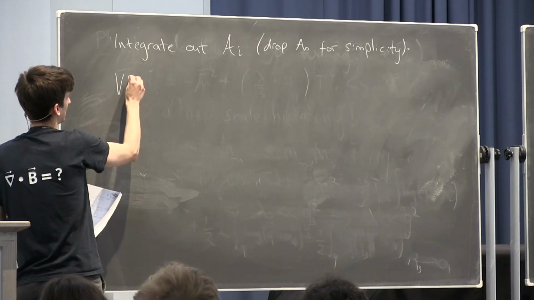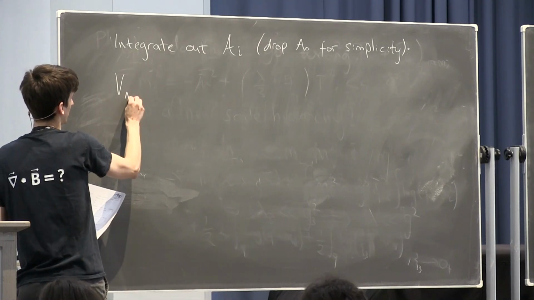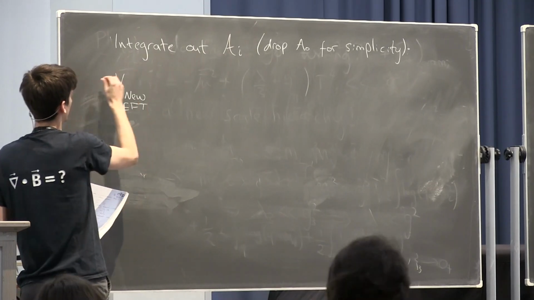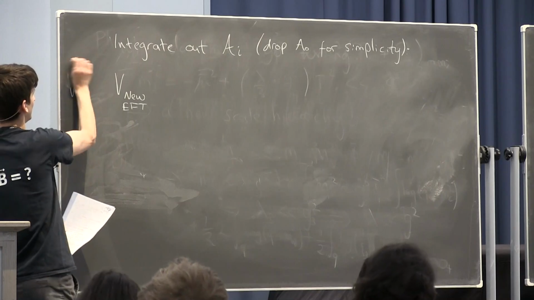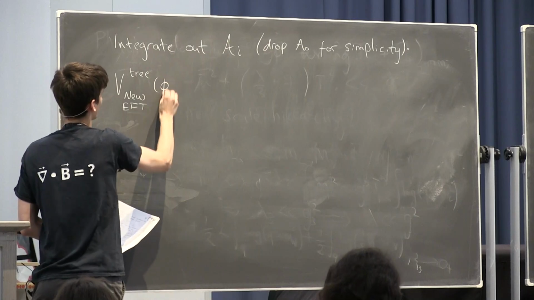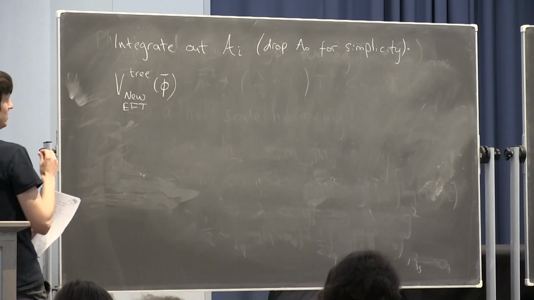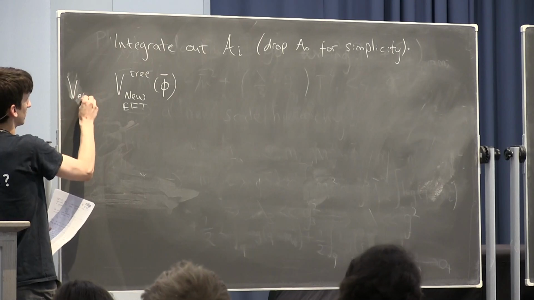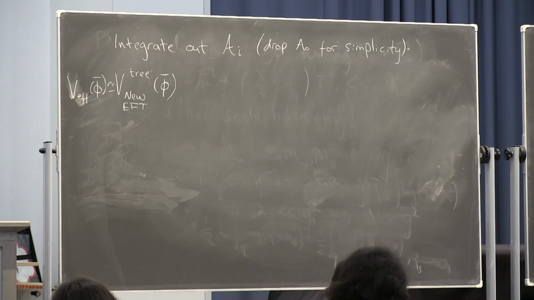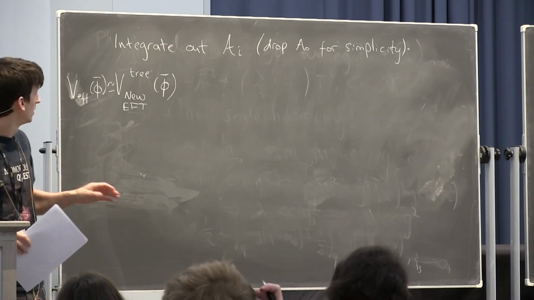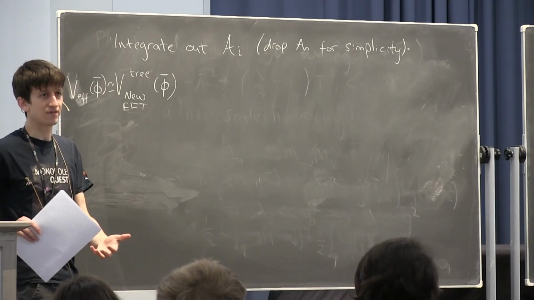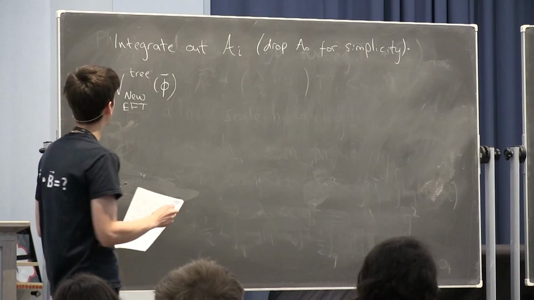So now we want to approximate the tree level potential of the new effective field theory. Our full effective potential is approximately the tree level potential of the new effective field theory, with the newly discovered heavy degrees of freedom, the gauge fields, integrated out.